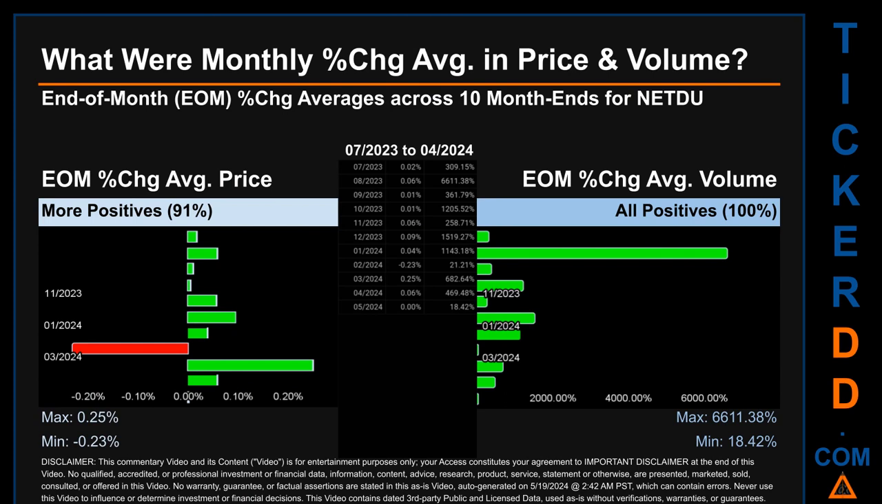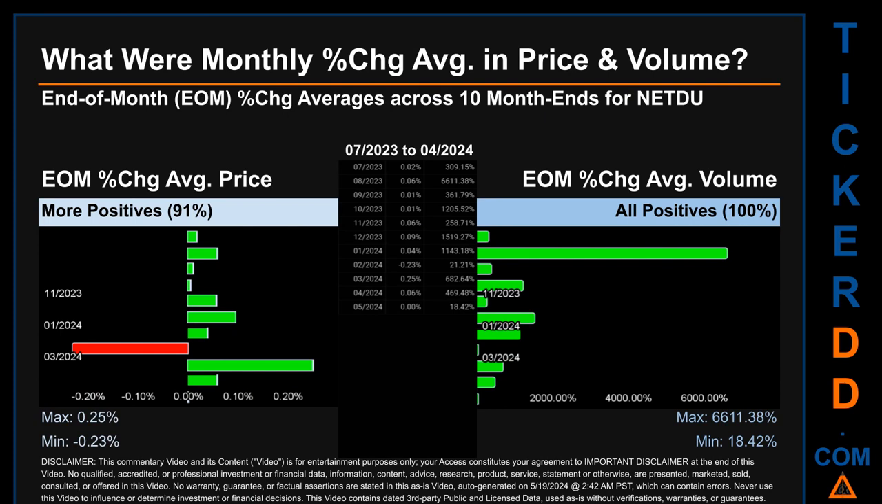What were end-of-month percentage change averages in price and volume for NETDU? The monthly average of percentage change in price and in volume were calculated for each of the 10-month ends. That calculation took daily percentage changes and averaged them for each given month. If a month end came out negative, then it means that the month summarily saw a negative change.